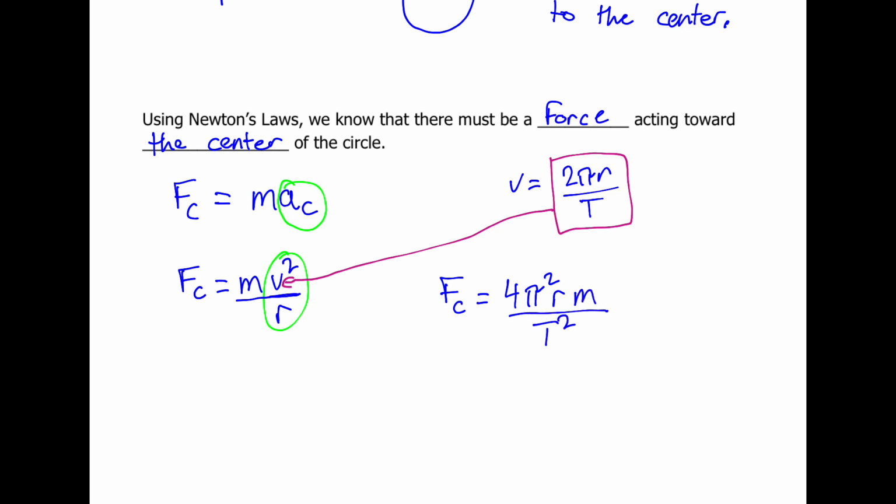Why does the r switch to the top? Good question. Because I put 2 r's on the top, so I'm left with 1 r on the top, because this whole term gets squared first. I could show you the algebra, but it's a lot of algebra for no reason.